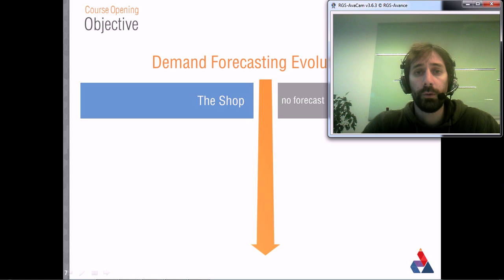So let's talk about the demand forecasting evolution within different companies. And again, this is a generalization. So basically, we start with the shop, right? The shop in the corner. And this shop doesn't need to forecast actually, right? Because the benefits of forecasting will be very small.